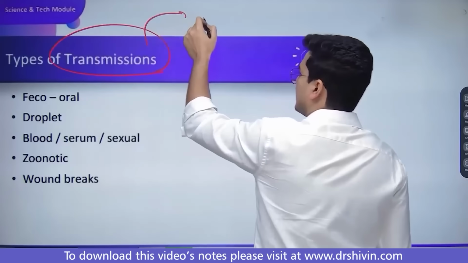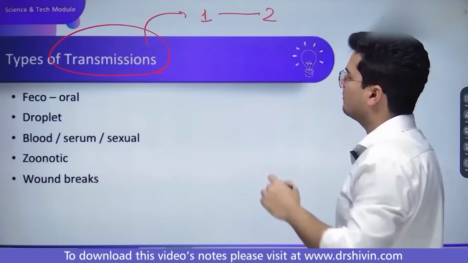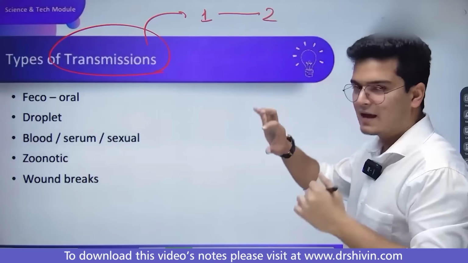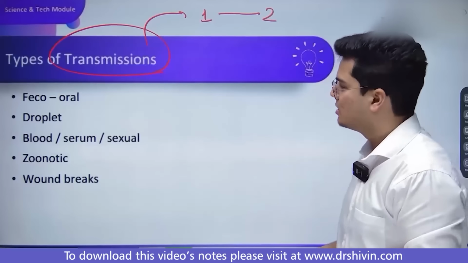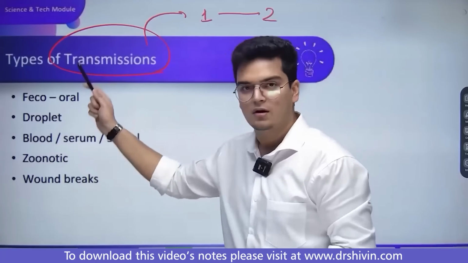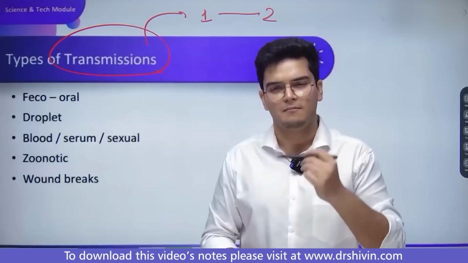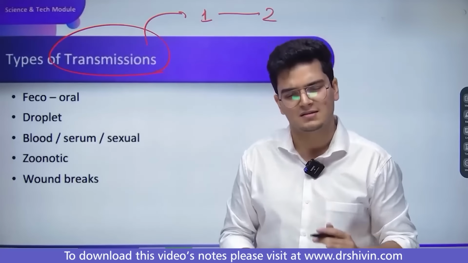Transmission means spread of disease from one person to the next person. From person 1 to person 2, how does a disease transmit? Now this is very important. Okay, if you learn how transmission works in these five patterns, it will become much easier for you to remember diseases.